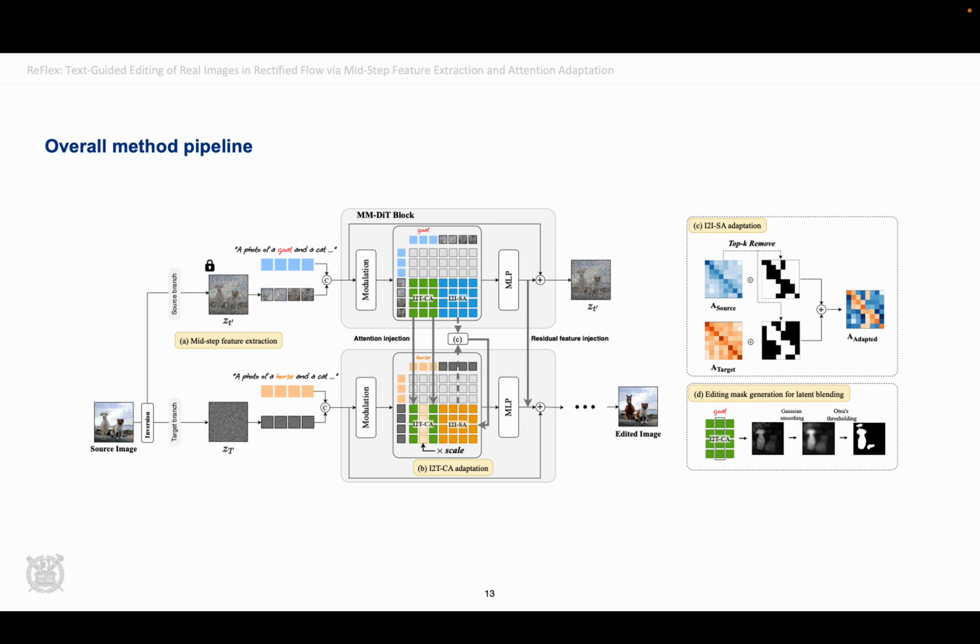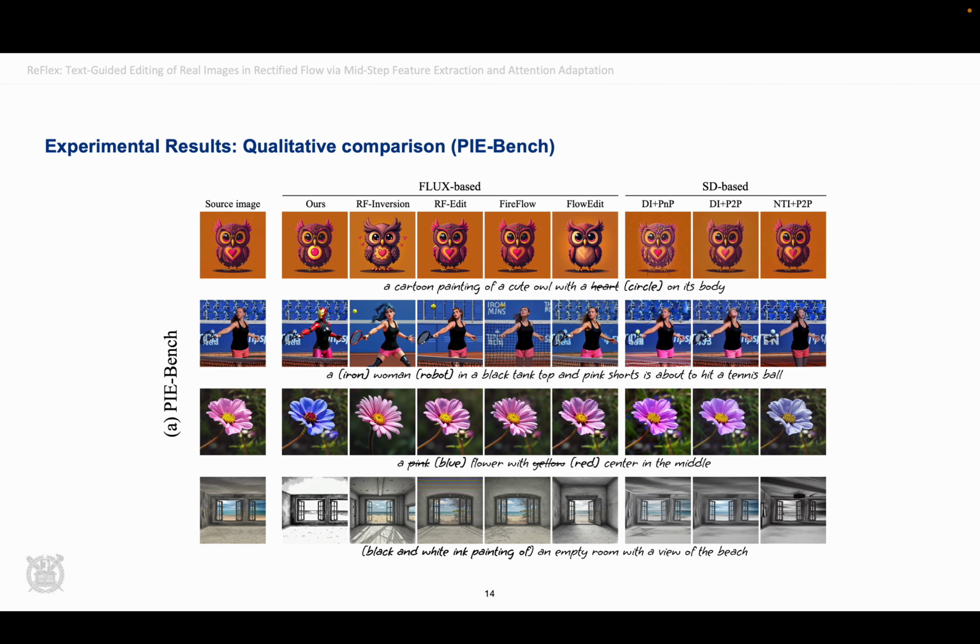This slide shows an overview of our final method. This slide shows the performance comparison on the PIE benchmark. As you can see, our method successfully edits the image according to the target prompt. For example, transforming a heart into a circle, a person into Iron Man, or changing the color of a flower, whereas the other methods fail to follow the given target prompts accurately.